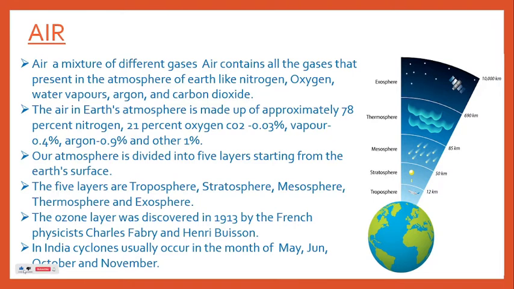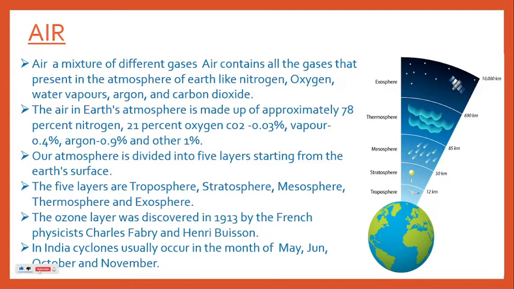The stratosphere extends about 50 kilometers. This is the ozone layer, which absorbs harmful solar ultraviolet rays. Actually, in this stratosphere layer, aeroplanes usually fly. In the stratosphere layer, usually aeroplanes will fly. It extends nearly 50 kilometers.